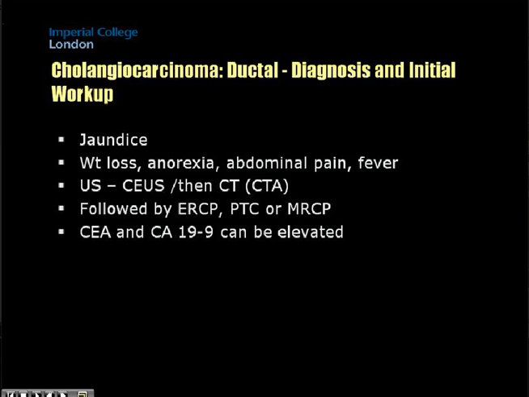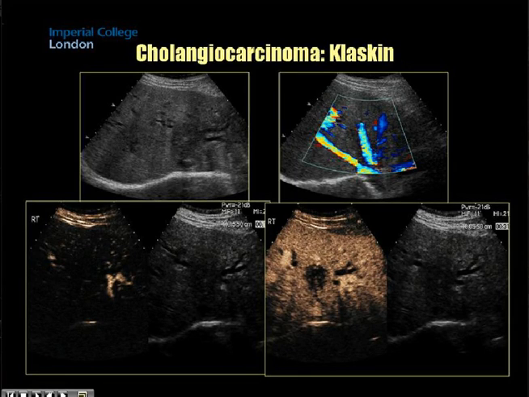Now, the idea of using CT angiography is really to aid the surgeons in looking at resectability, which is really what you want, because that will offer the best outcome. Now, this may be followed up by ERCP, PTC, percutaneous hepatic cholangiogram, or MRCP. Now, the tumor marker CA19-9 can be elevated in these cases. The next series of slides is just going to show you some examples.